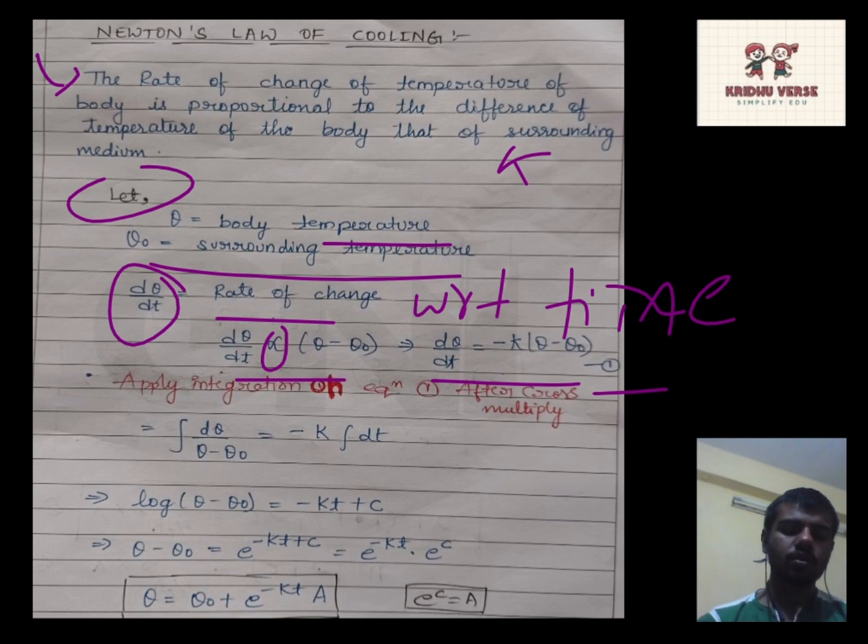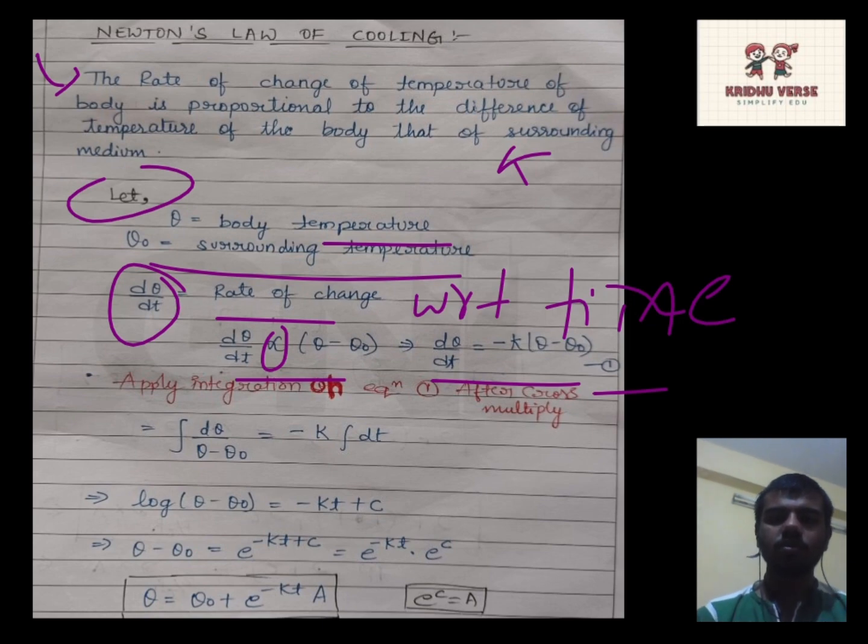So we took d theta over dt as the rate of change of temperature with respect to time, theta as body temperature, and theta naught as surrounding temperature, which are proportional to each other. Now the proportional sign is removed: d theta over dt equals minus k in brackets theta minus theta naught. That is equation one.